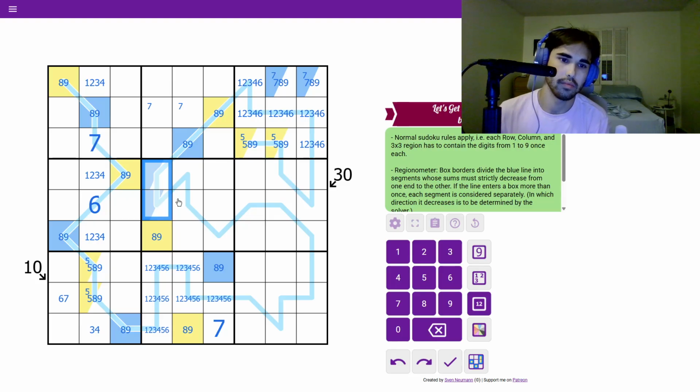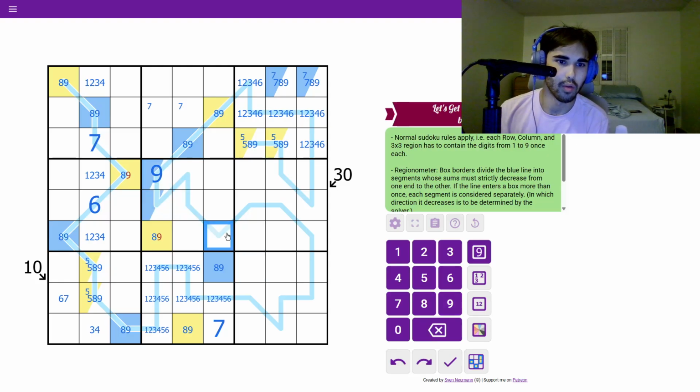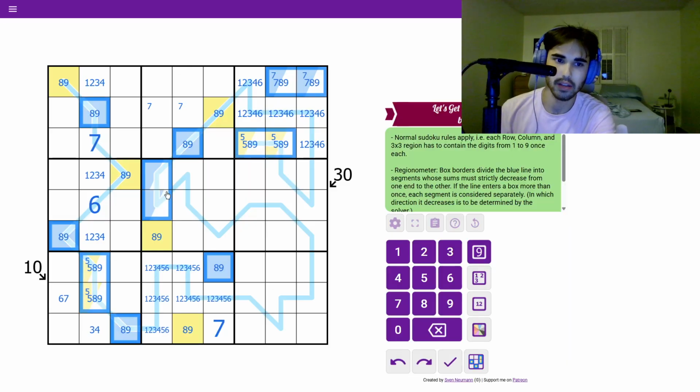1, 2, 3, 4. If it's a 9, then we've got to get to 9 over 4 cells. No, that doesn't make any sense. If we put 9 here, and we minimize this, 1, 2, 3, 4, that's 10, plus 9 is 19. That's too high. It has to be 18. So this must be 8. And then the rest of the digits must be 1, 2, 3, 4. I think that's right.